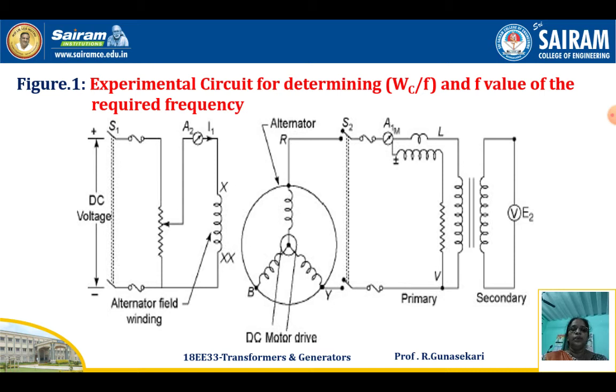So two ammeters are required, one DC ammeter and one AC ammeter, one voltmeter, one wattmeter, and the motor drive is used to drive the alternator. That means excitation is given to the alternator for that purpose, because the field winding of the alternator is excited by the DC power supply only.